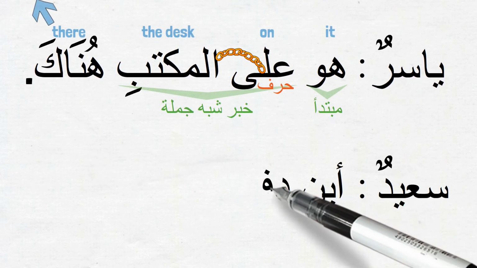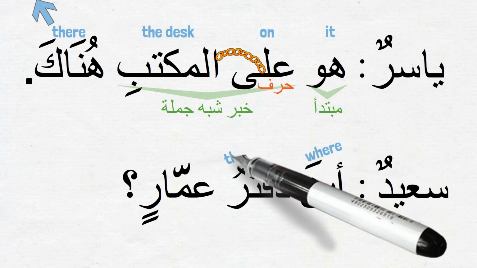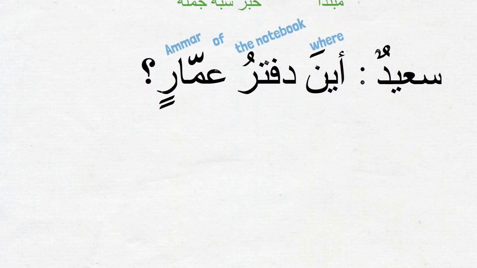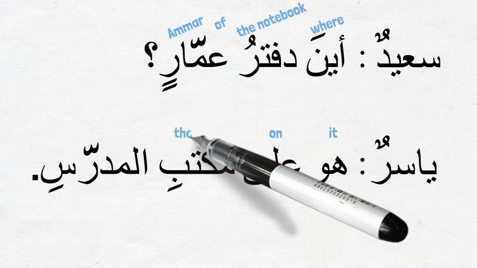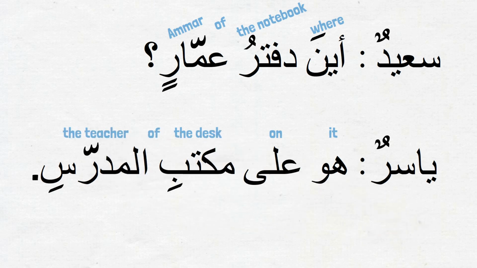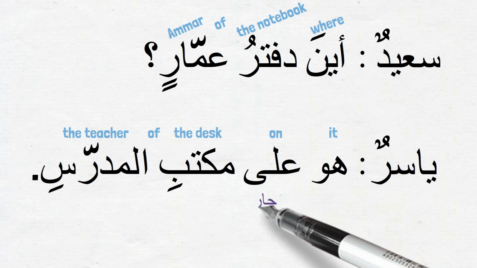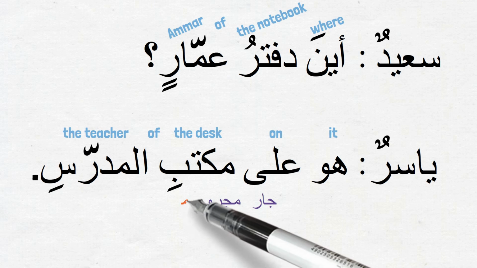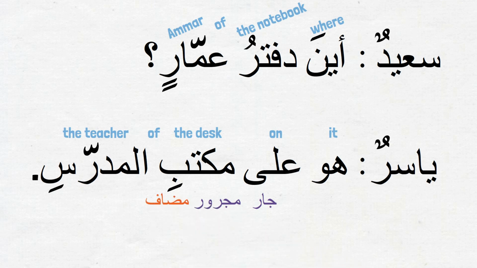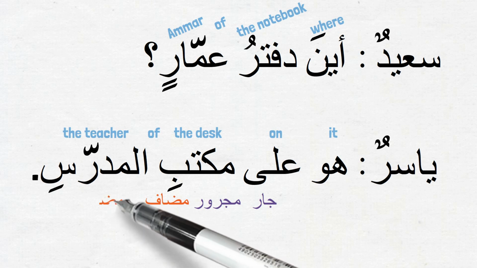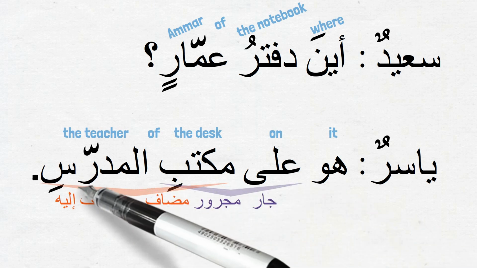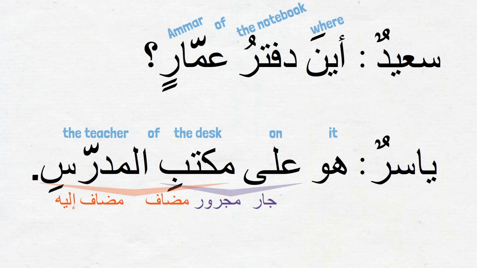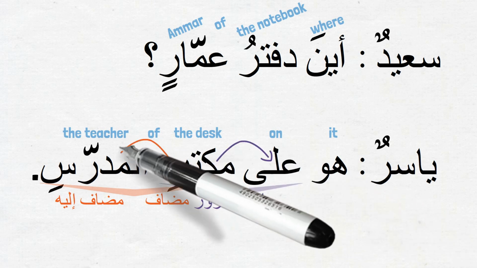Next question that Said is asking is, Aina daftaru Ammarin? Where is the notebook of Ammar? Yasirun says, Huwa ala maktabil mudarrisi. The translation is, it is on the desk of the teacher. Notice here we've got three words connected as we saw in the warm-up exercise. على مكتبي is jar ومجرور. And مكتبي is also مضاف. That is why the al article is dropped from it. And المدرسي is our مضاف إليه. So we've got jar majrur and مضاف إليه connections overlapping here. And the ism مكتبي in the middle is communicating with both sides.